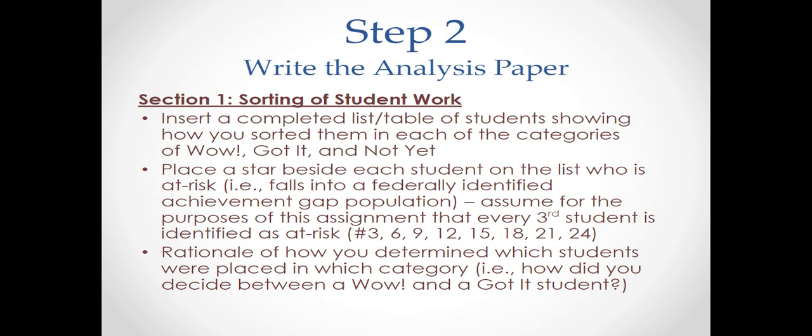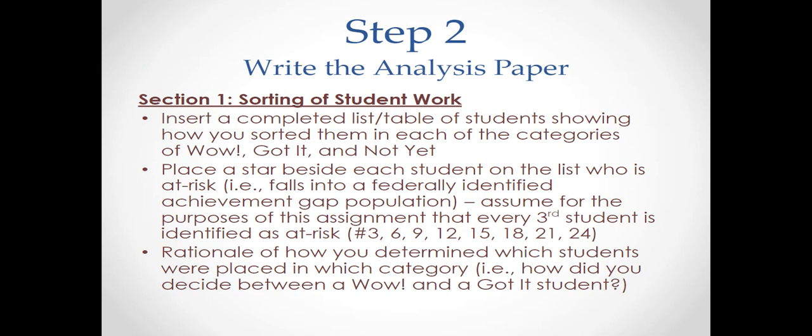So when you write your analysis paper, it's going to be divided into three sections, and I do want to see those headings clearly labeled in your paper. The first section is called sorting of student work. Again, this is outlined for you in your content folder. In this section, you're going to be inserting your list or your table of your students that show how you actually sorted them. So I want to see which student you put in which group.